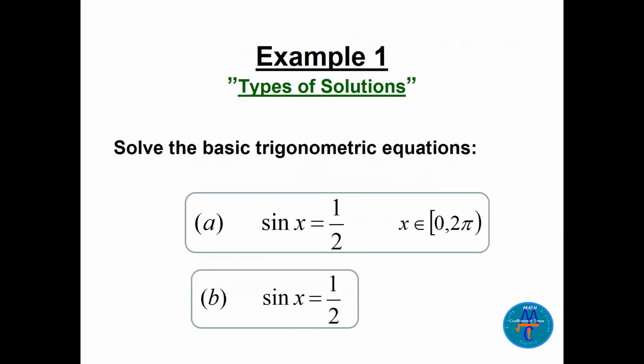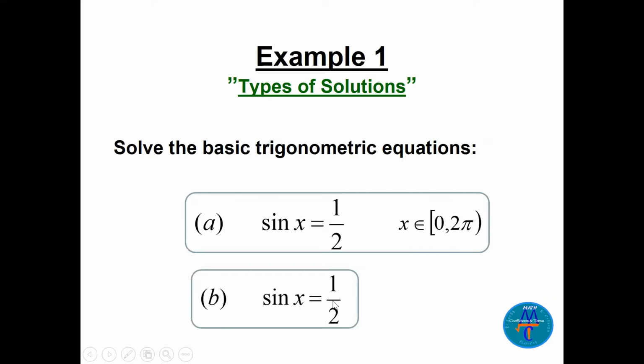Let's see question number 1. We have two parts here. Solve the basic trigonometric equation. Part A, sine of x is equal to half, x between 0 and 2 pi. The second one, sine of x is equal to half. Clearly here we see the first one has a condition. That means the solutions are limited.